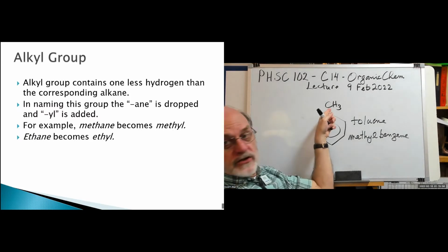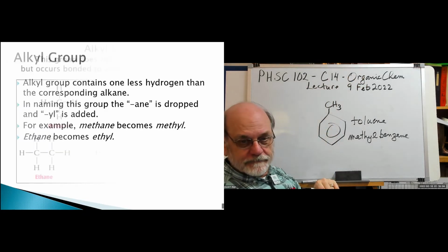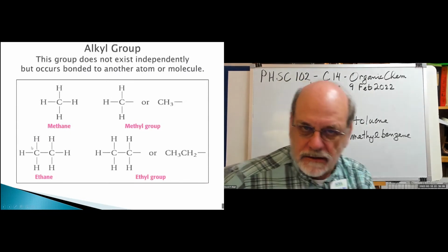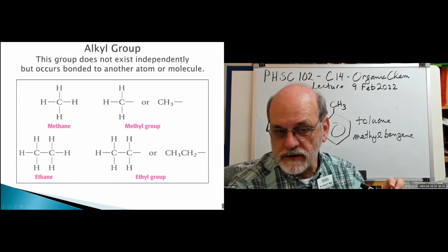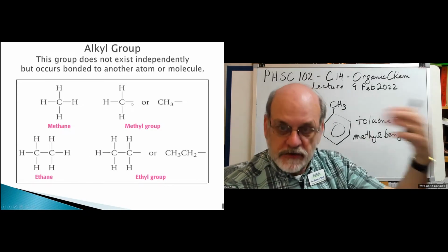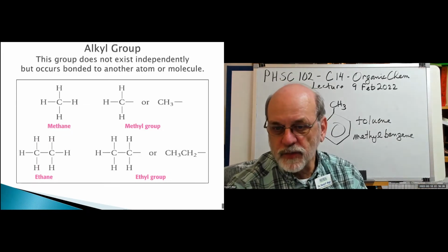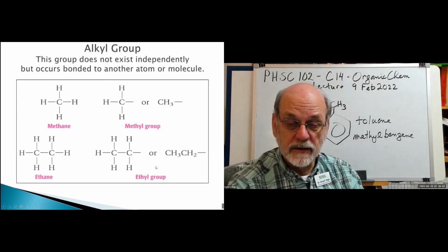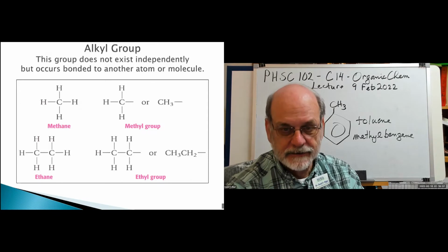And if we put a CH2, CH3 out here, it would be ethyl benzene. Okay, so if you want to form an alkyl group, all you have to do is drop one of the hydrogens and leave an empty bond there. That's where you bond to some other molecule. So this is the methyl group. This is the ethyl group. You can have a propyl group. You can have a butyl group with 4 carbons. You can have a pentyl group with 5 carbons.